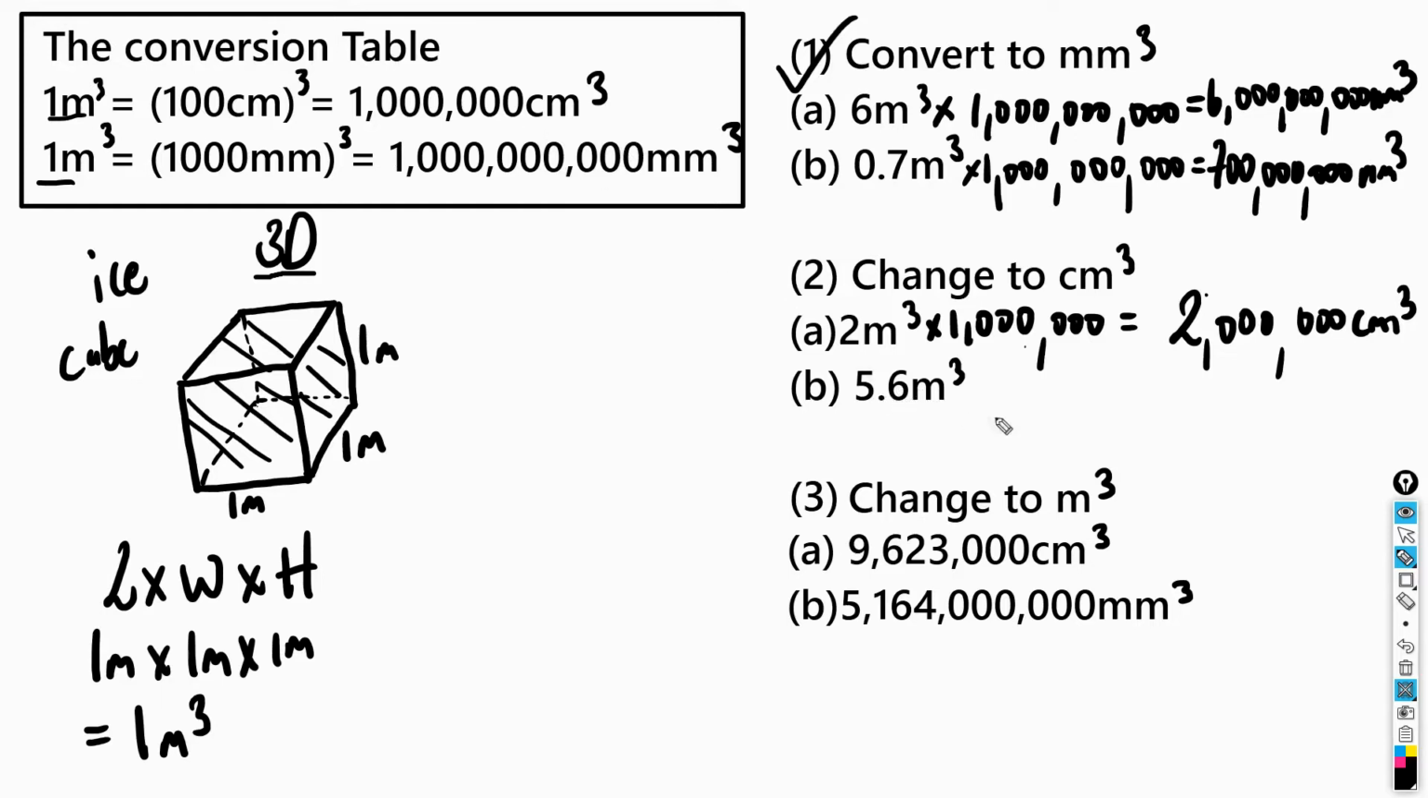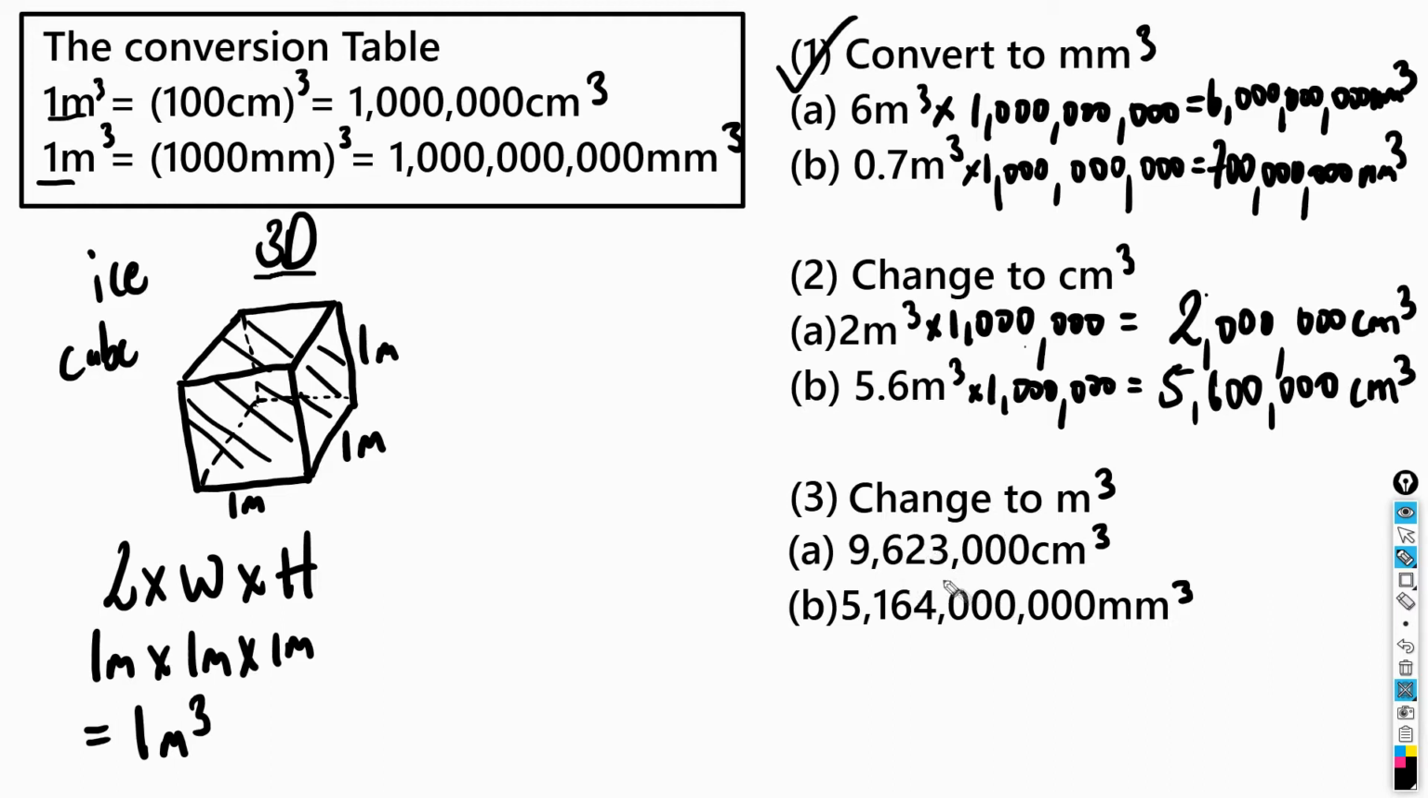All right, now this one, we do the same thing, 5.6 meters cubed. We're converting to centimeters cubed, so we'll have to multiply it by a million. And we're going to end up with 5,600,000 centimeters cubed. All right.